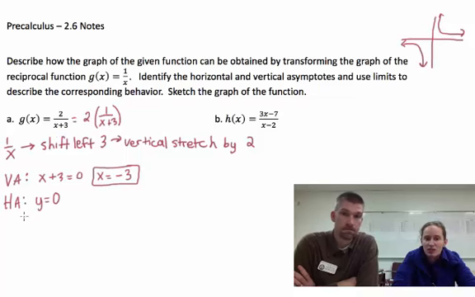Yeah, and then use limits to describe the corresponding behavior. So what we want to do when we use limits is we want to use a limit for our -3 that we've got, and we want to look at 2 different limits. We want to look at the limit as x approaches -3 from the negative direction. That means from the negative side of the number line. Let's just keep it easy.